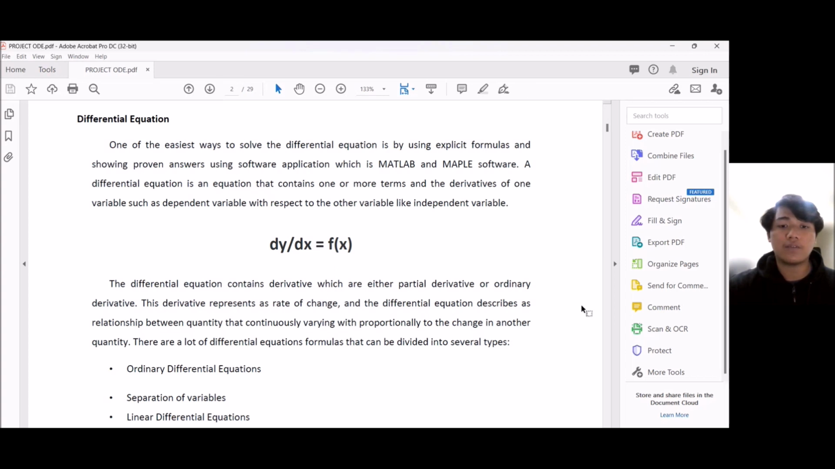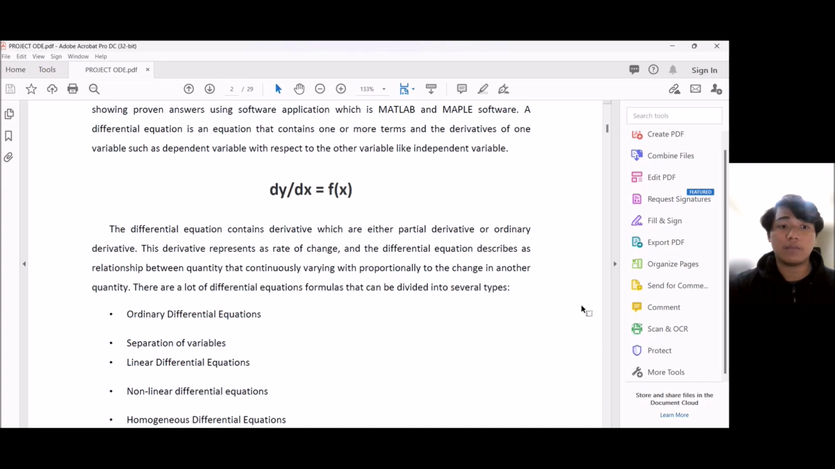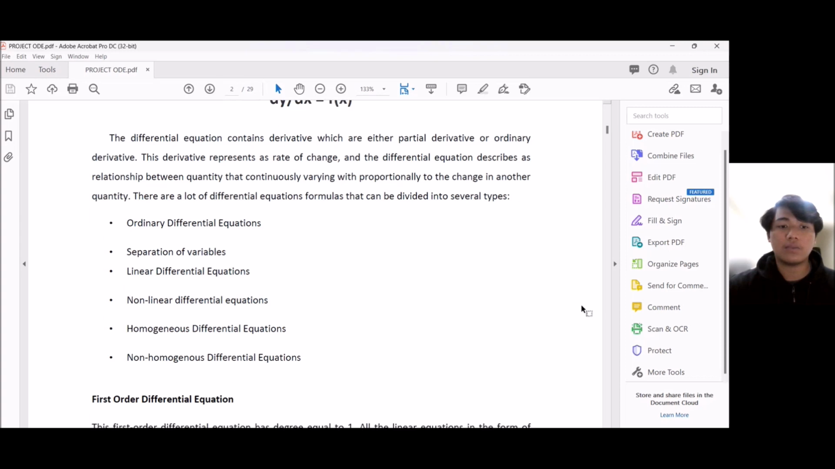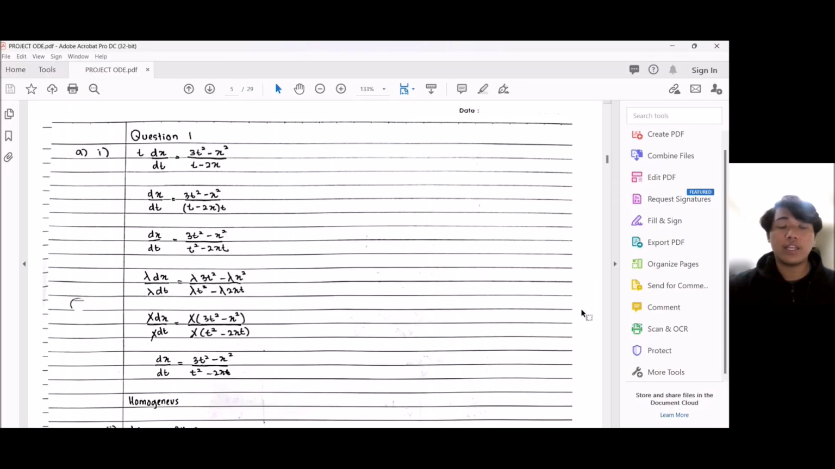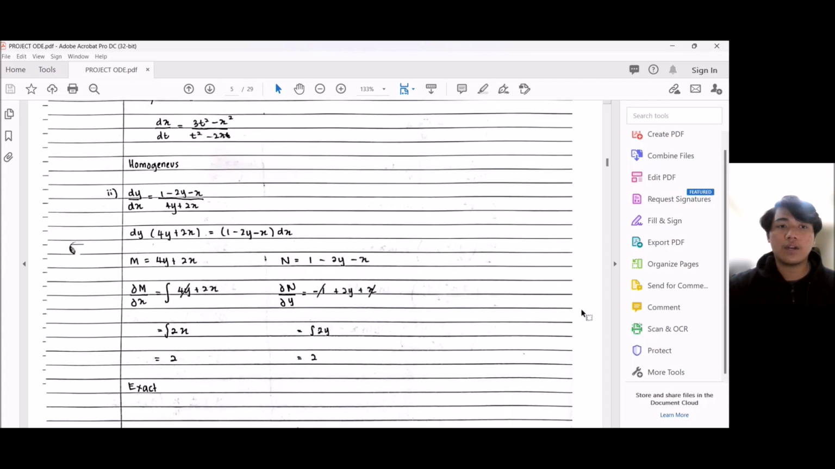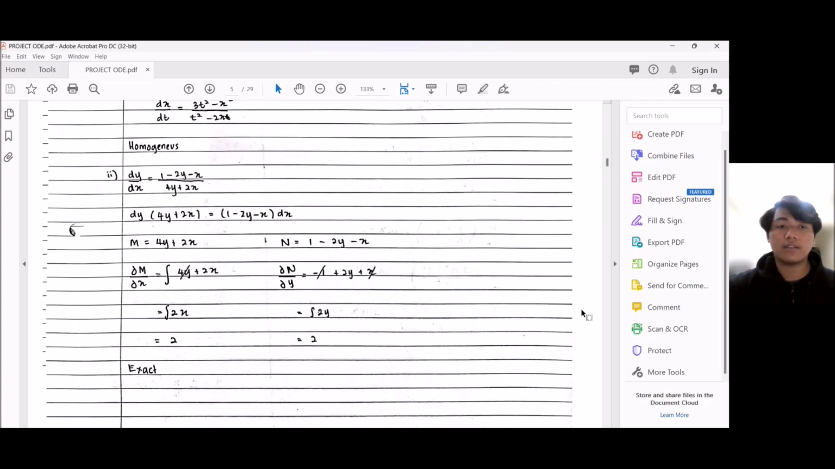There are a lot of differential equation formulas that can be divided into several types, such as ordinary differential equation, separation of variables, linear differential equation, non-linear differential equation, homogeneous differential equation, and non-homogeneous differential equation. For question 1, A1, I use the homogeneous method. But for the second one, I use the exact method.